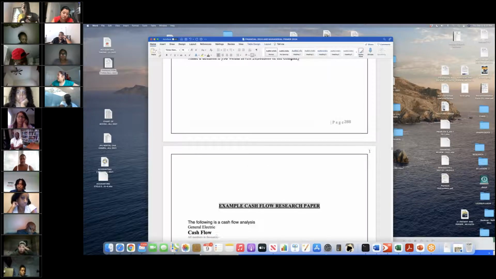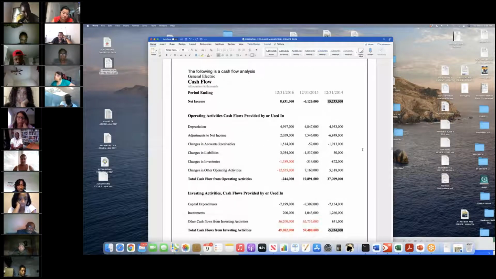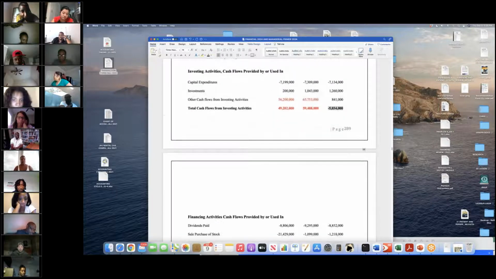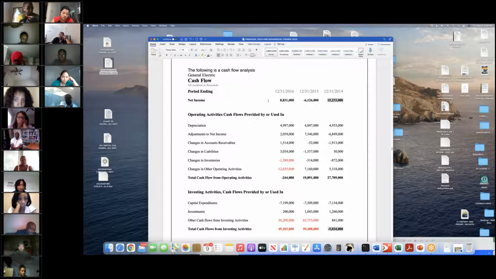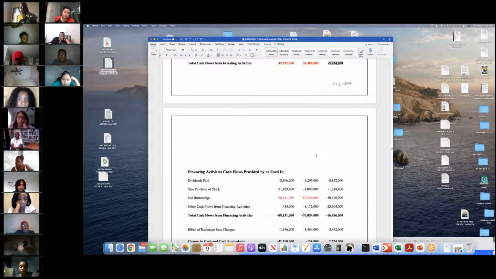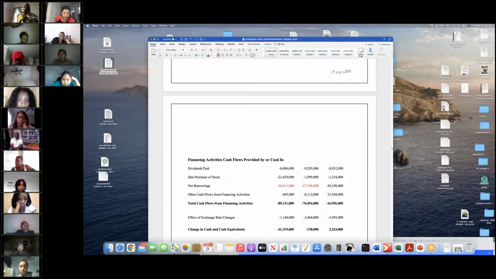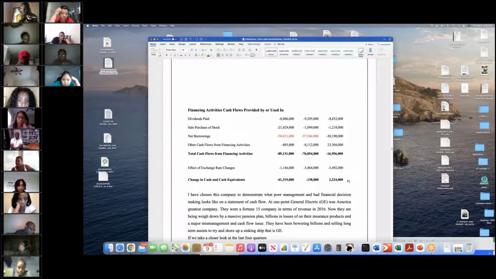So here's a cash flow research paper that a student did on GE. The student put other things in too, but the bottom line is he has, over a 3-year period, what the net income was. Then he has the cash flow from operating activities, then the cash flow from investing activities. He didn't have to include the others, but he put them in. Then he has the cash flow from financing activities, then the change in cash. This should be in the primer.